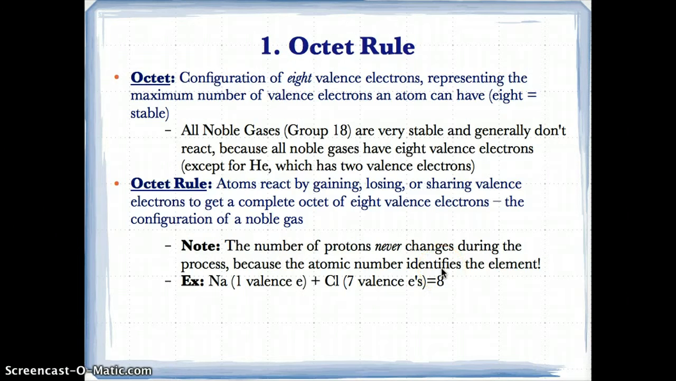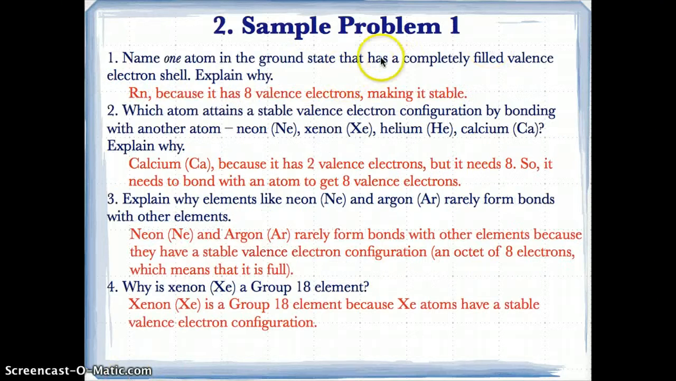Also, it says you share, gain, or lose valence electrons. You're not sharing, gaining, or losing protons. You're sharing, gaining, or losing valence electrons. So the only thing that changes are the valence electrons. The protons don't change, so the atomic number does not change either, because that identifies what the element is. Even if it's an ion, the atomic number and the number of protons identify what the element is, so neither of those change. So now let's try a sample problem using what we've learned, sample problem 1.